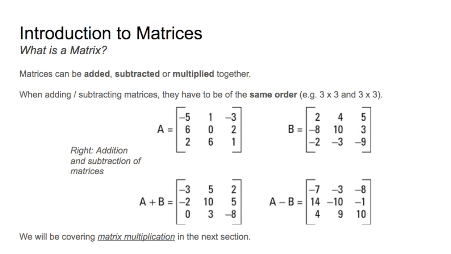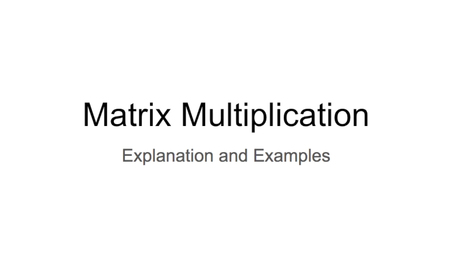Matrices can be added, subtracted, or even multiplied together. When adding or subtracting matrices, they have to be of the same order. The image shows an example of addition and subtraction of matrices. In the next section, we will be covering matrix multiplication. So, now that we've learned the basics, let's move on to our main focus of today's video, matrix multiplication.